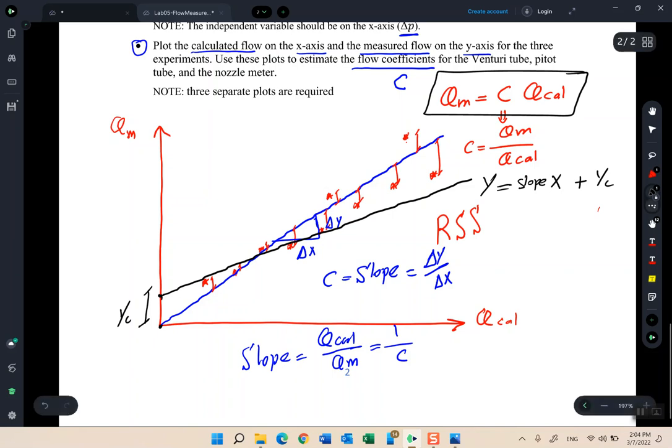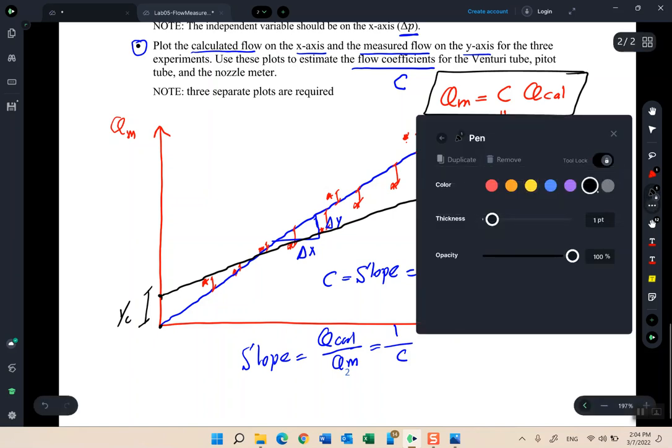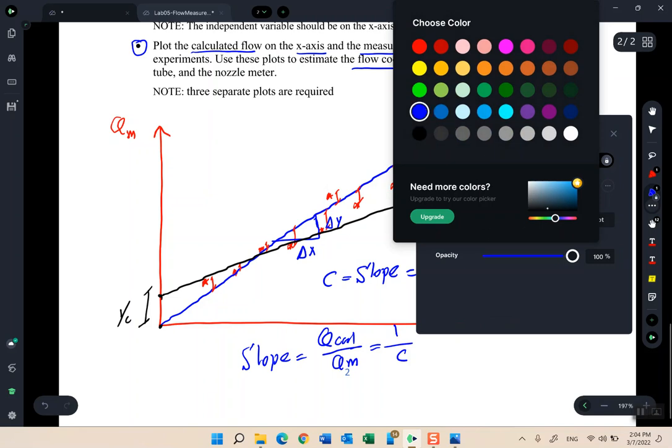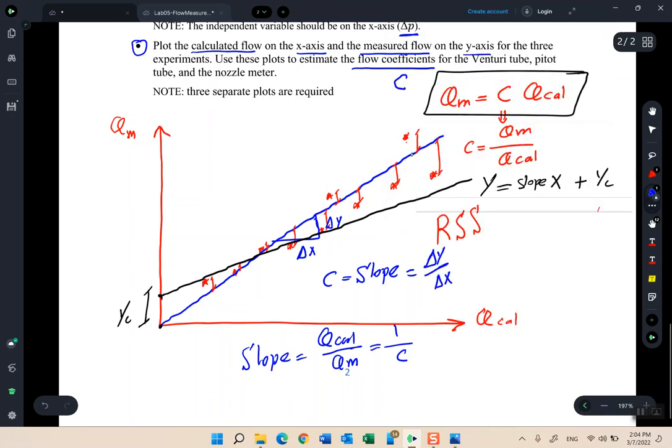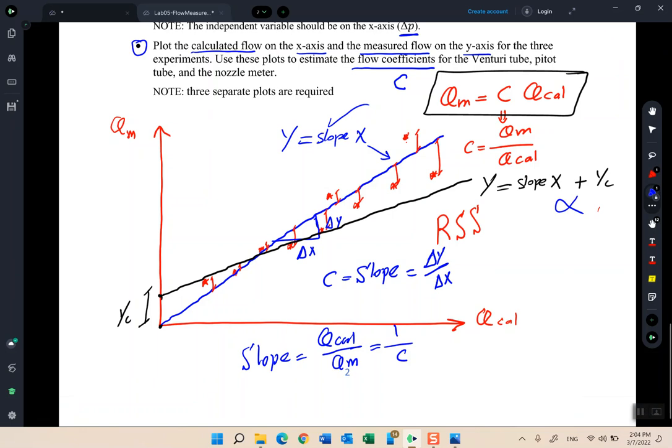While for the line in blue, the equation of this line is y equals slope multiplied by x. So I can use this one, but I can't use this one. That's why, in case you are going to use Excel, make sure that you have checked the y-intercept equals 0 mark, because if you didn't, it might give you a wrong equation.